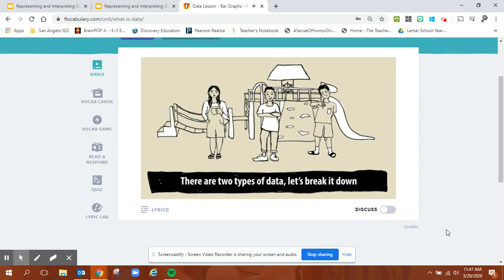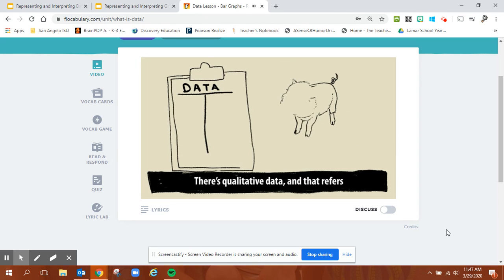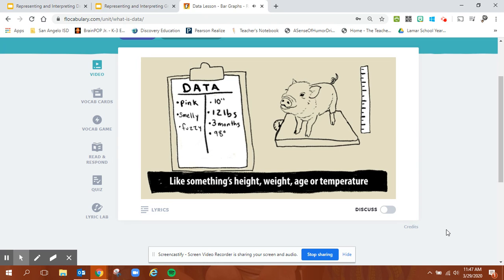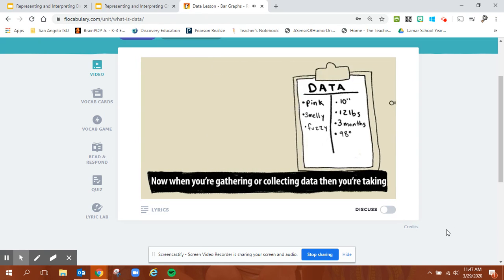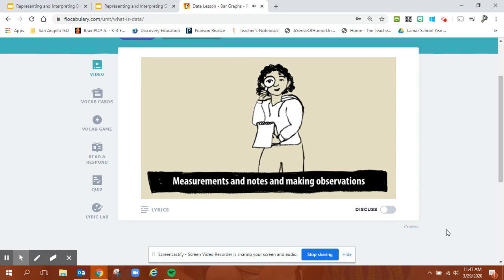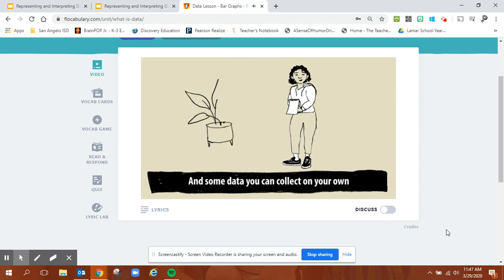There are two types of data, let's break it down. There's qualitative data, and that refers to an object's qualities recorded in words, and quantitative data that's measured in numbers, like something's height, weight, age, or temperature. Now when you're gathering or collecting data, then you're taking measurements and notes and making observations. And some data you can collect on your own.